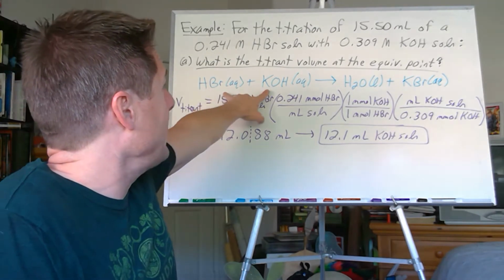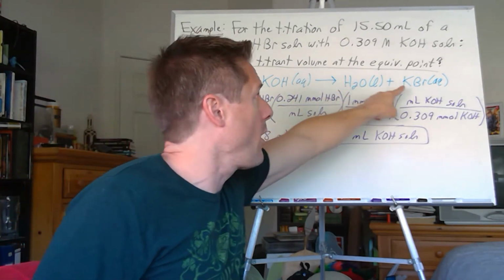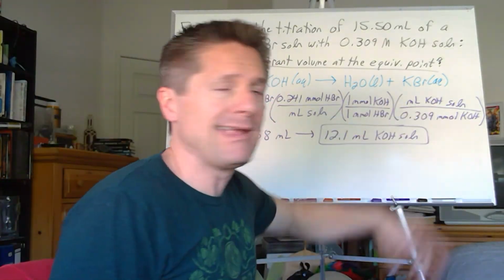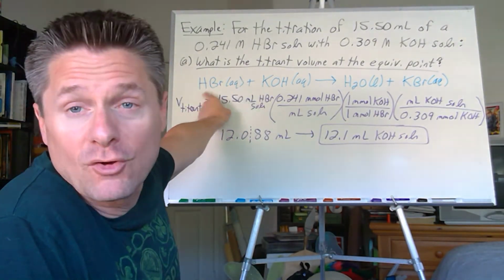But you've got your hydrobromic acid and potassium hydroxide, so do your double displacement. You always get the water and the salt. Potassium's a +1, bromide's a -1, so KBr. Potassium salts are always soluble, so it's aqueous. So there you go, you can see the 1-to-1 mole ratio between these.